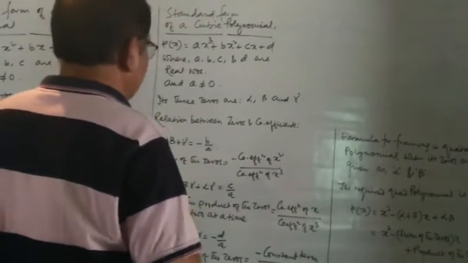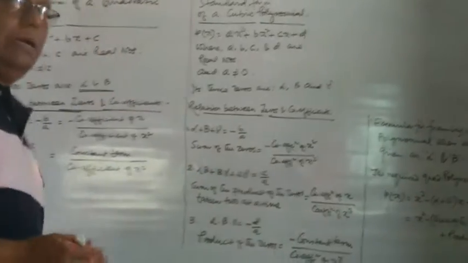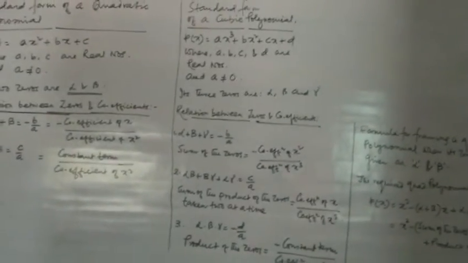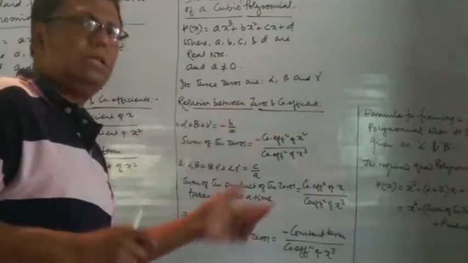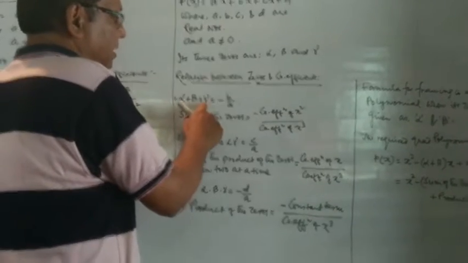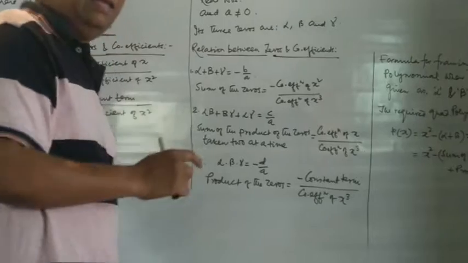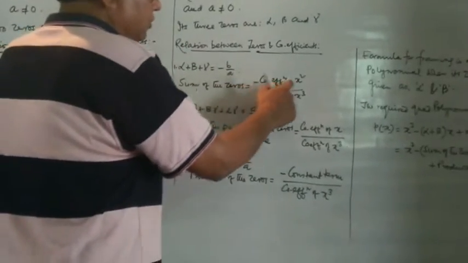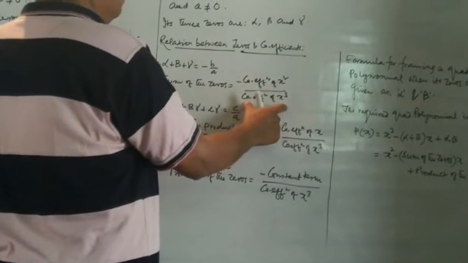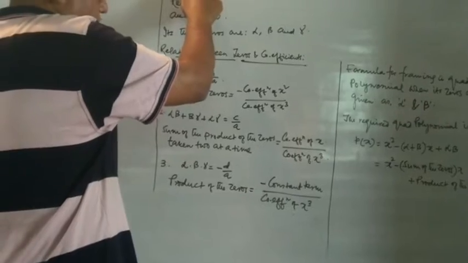Now see the relation between zeros and coefficients in the case of a cubic polynomial. Remember, it will have 3 relations. For a quadratic polynomial, there are only 2 relations. In the case of a cubic polynomial, you will have 3 relations. The first relation: alpha + beta + gamma, that is the sum of the zeros, is equal to -b/a, which is equal to minus the coefficient of x² divided by the coefficient of x³.